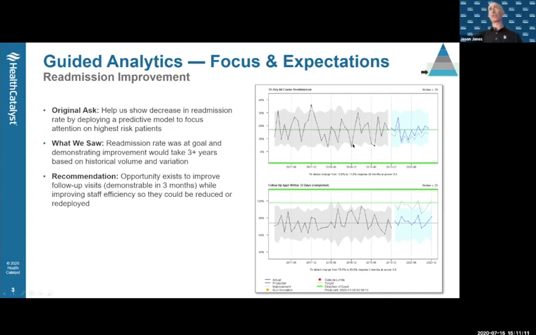So we can see we've had pretty flat performance with heart failure readmission. We can see it's likely to continue to be flat, not that we won't have variation from month to month, but overall it's flat. And even if we made a 25% improvement, it would take us 3 years to be able to detect that change given our current variation and the number of patients that we have that are discharged in a typical month. So this is what we mean when we're talking about guided analytics.